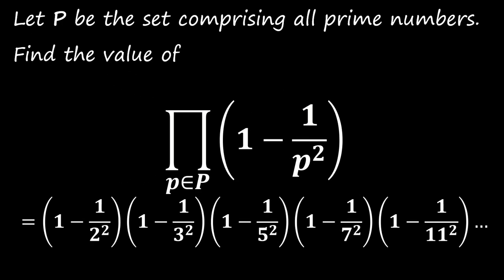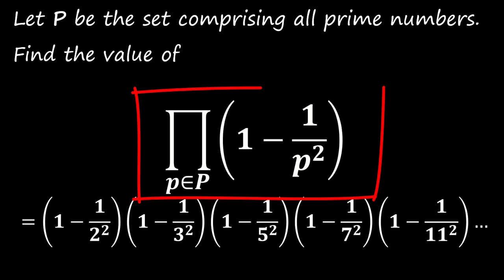Today, let's look at this interesting problem regarding infinite product. Here is a question. Let P be the set comprising all prime numbers. Find the value of the product of 1 minus 1 over p squared, where p are elements in P.